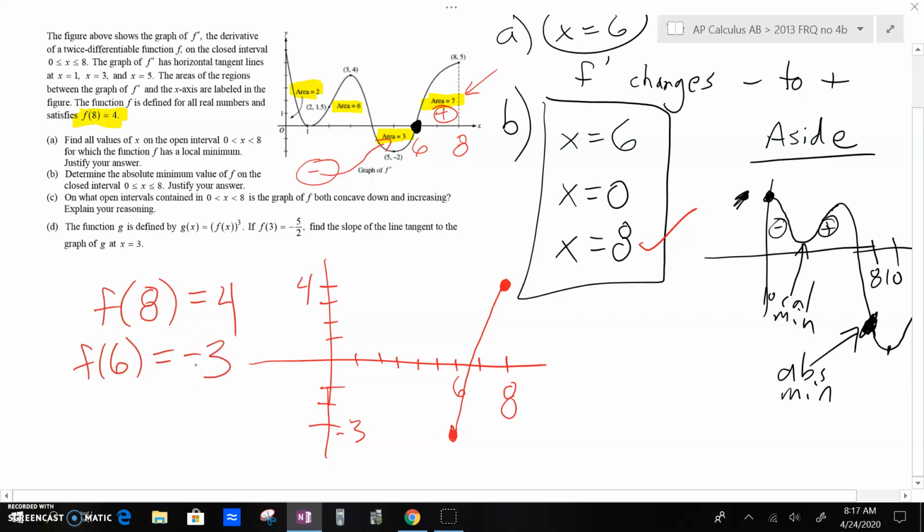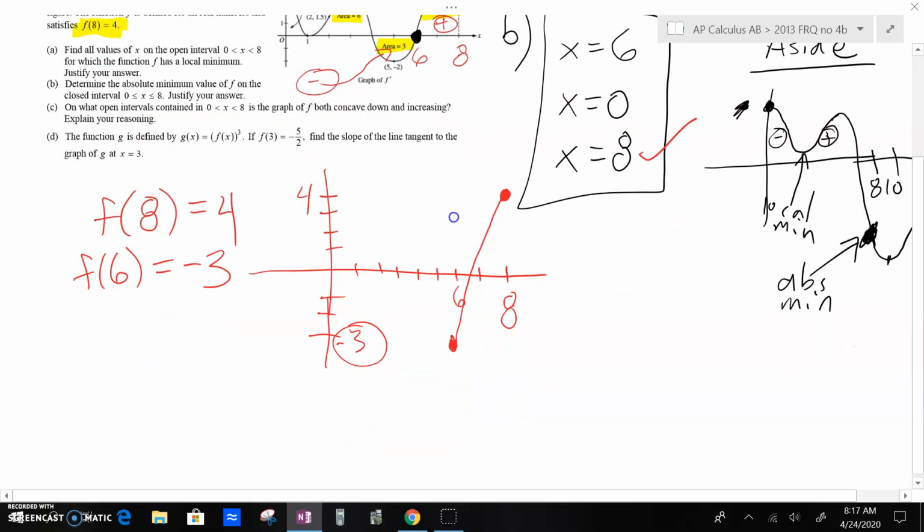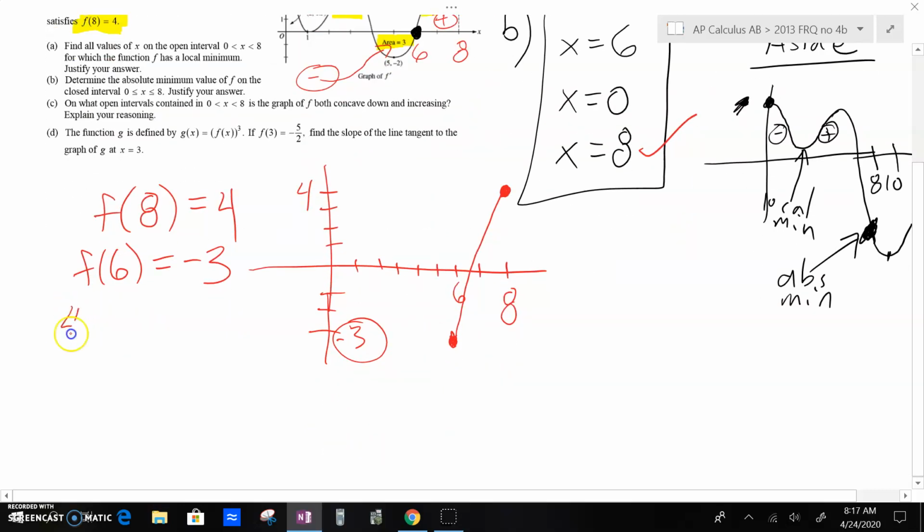And that simply is the jump that occurs to get from this y value we didn't know up to the y value we did know. Another way to demonstrate that would be to say, okay, I've got 4, that's my f of 8, and then I'm going to subtract from that the integral from 6 to 8.